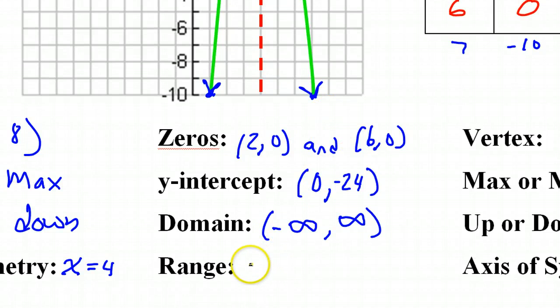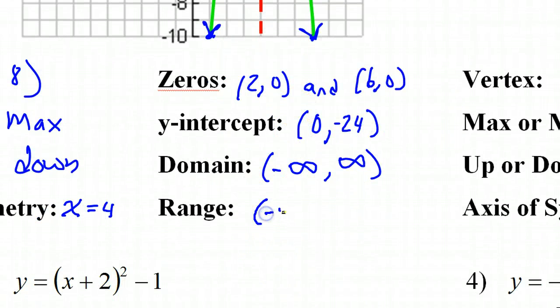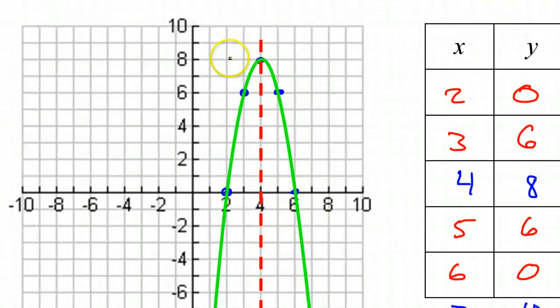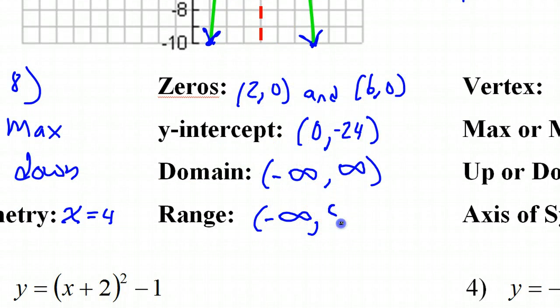The range represents the y values of a graph, and you have to give it to me in the order from bottom to top. At the bottom you see that this goes down forever, so the range is going to start with negative infinity. But does it go up forever? No, it has a ceiling right here. It doesn't go past 8, so it'll be negative infinity to 8. And we'll put a square bracket to show that 8 is included on the parabola. Okay, so that's it for number 1.